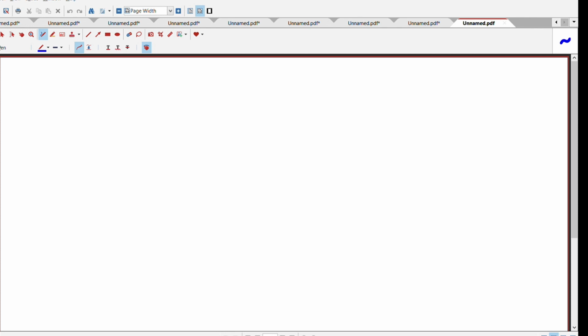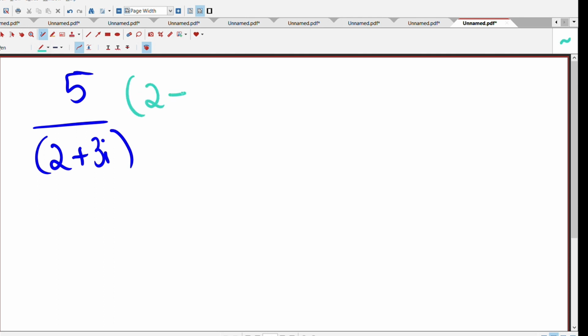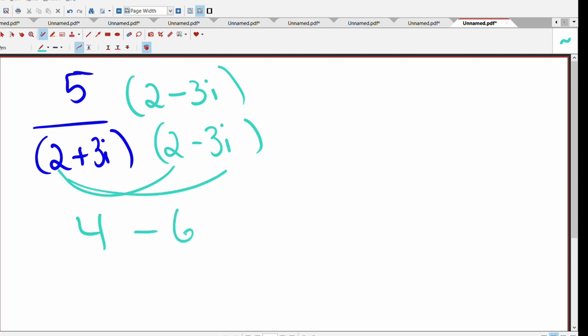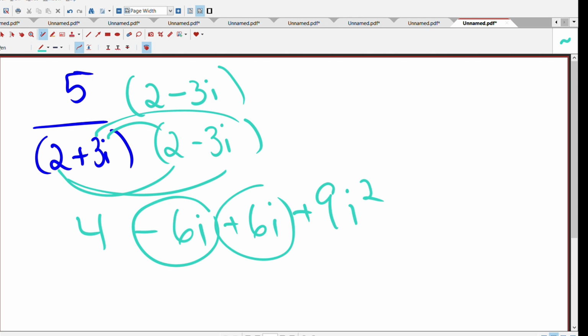Now I want to show you, what if you have a monomial over a binomial with an i in the bottom? Now, the way you get rid of it is multiply by the conjugate, which you have to know is change the middle sign. And I'm going to go over why. I'm going to FOIL this out. First, outer, inner, last. And if you notice, the minus 6 and plus 6 will always cancel. The middle terms will always cancel.